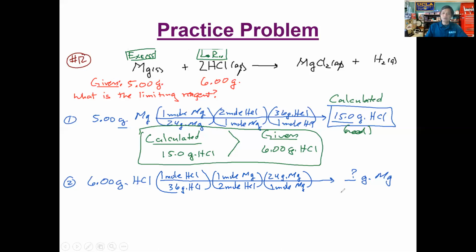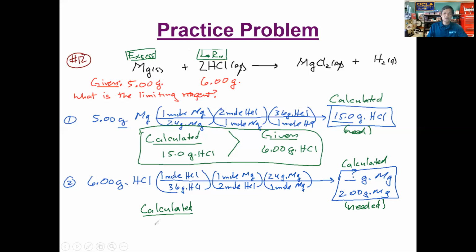So what we have here is 2 grams of magnesium. This represents the calculated amount of magnesium that we need. So this is the amount of magnesium needed if we wanted to use up all of the 6 grams of HCl. Let's go ahead and do the comparison. The calculated amount of magnesium that we need is 2 grams. So we only need 2 grams of magnesium to use up the 6 grams of HCl here.